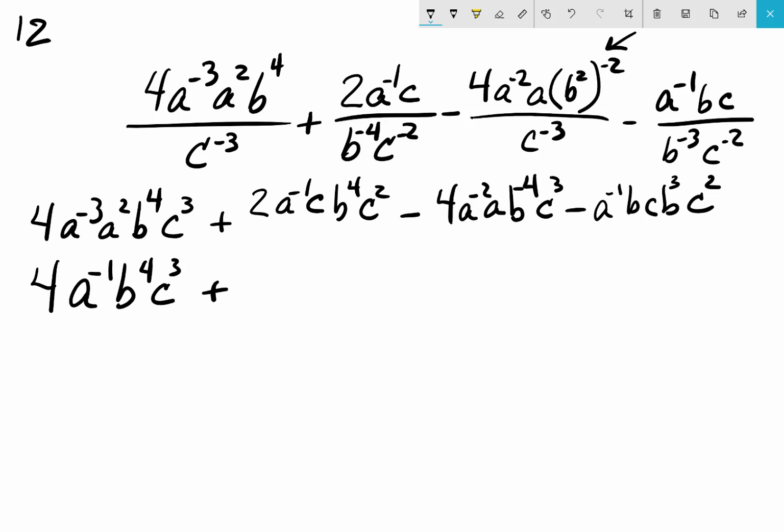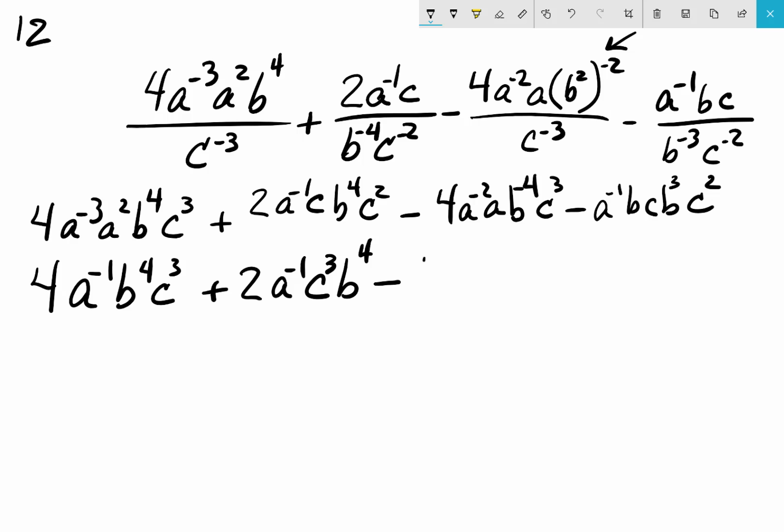Second term, you have 2a to the negative 1. Then you've got a c to the first power and a c to the second power. You add the exponents when you multiply like bases. So c to the first times c to the second is c to the 1 plus 2, or c to the third power. And then you've got a b to the fourth there.